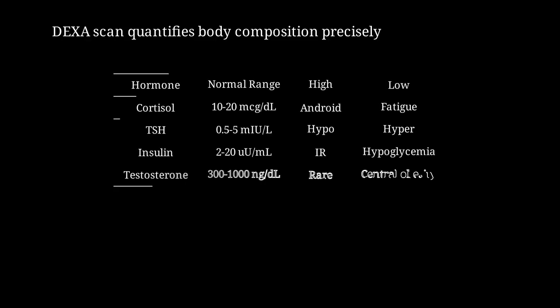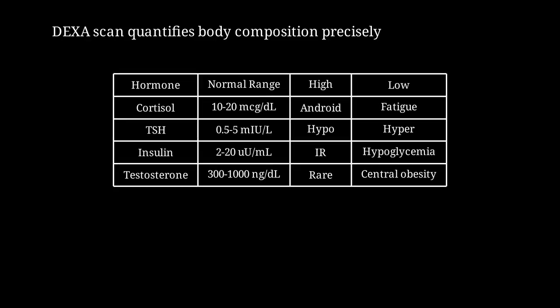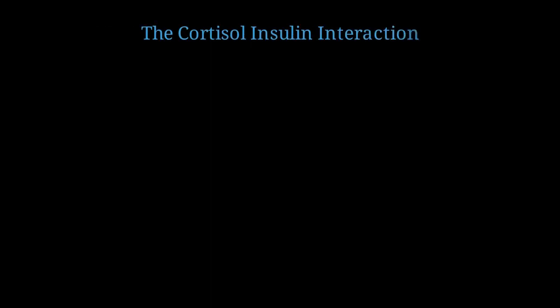This table summarizes normal hormone ranges and body composition changes associated with high or low levels. Notice how each hormone creates a distinct pattern. It's important to understand that these hormones don't work in isolation. There are complex interactions, particularly between cortisol and insulin.